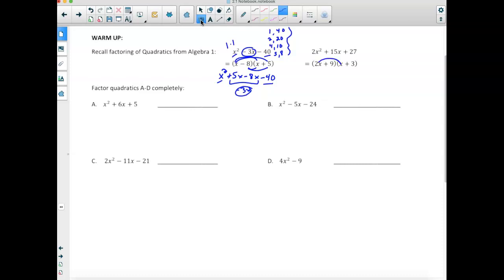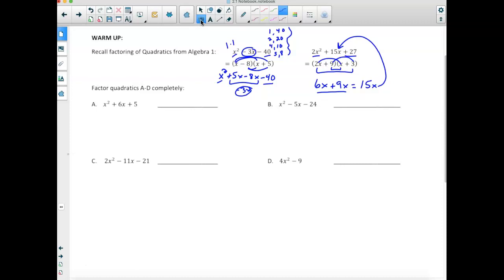I know 2x times x is my first term, 2x squared. I know 3 times 9 gives me my positive 27. The key is, do my outer terms, 2x times 3, well, that's 6x. And my inner terms, 9 times x, that would be a positive 9x. Do they get put together, which would be 15x? Does that match the middle term? And if it does, that means you factored it correctly, okay?